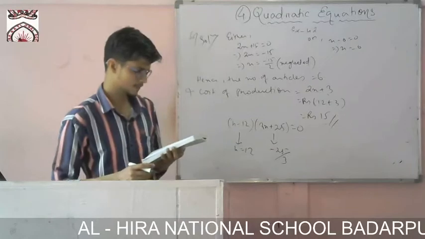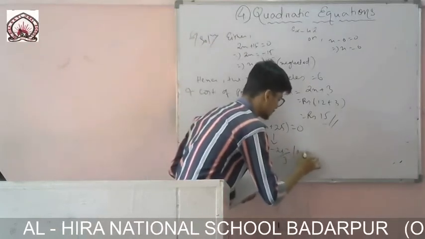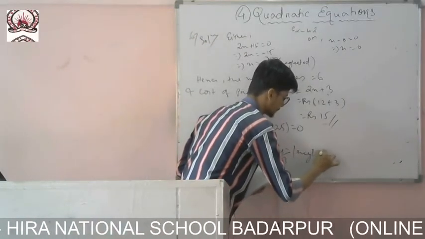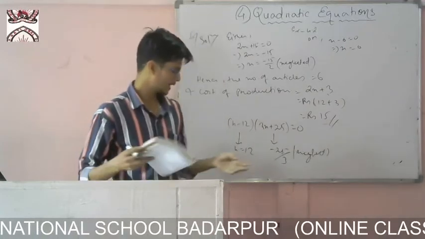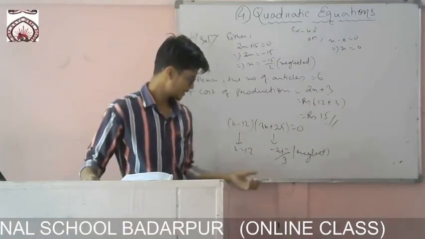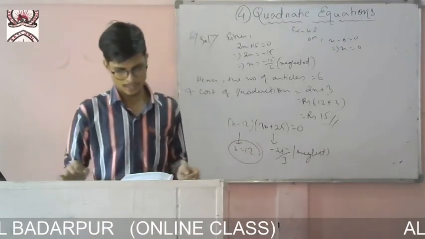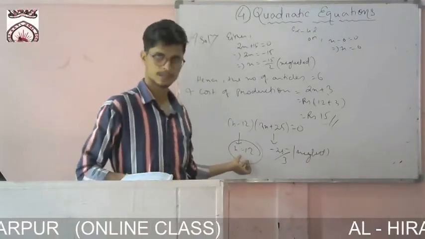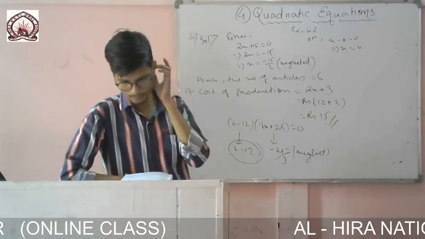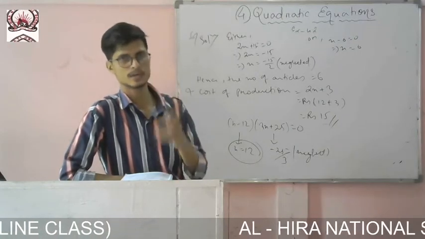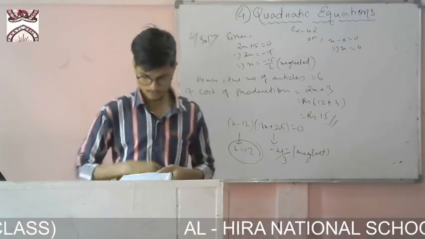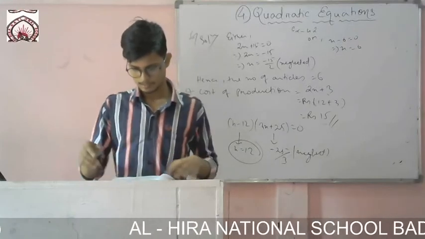Minus 25 by 2. This one will be neglected, because the minus sign is there, and we are talking about length, so length cannot be negative. So the answer is x equals 12. If x equals 12, x is the breadth. So if the breadth is 12, then the length will be twice x plus 1, that is 25. So this is a simple question. You just check this.